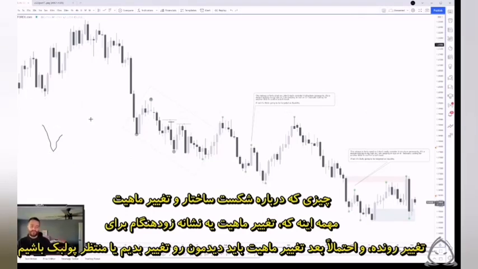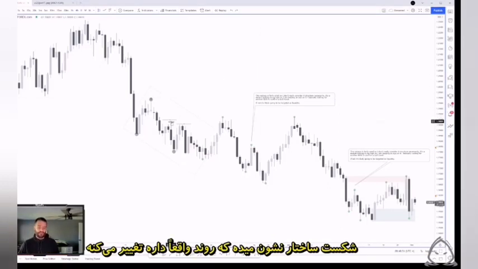And I think that's one of the most important things to understand when we're looking at breaks of structure and changes of character. They are very different things. The changes of character give us those early warning signs or early indications that the trend might be changing and that we might be able to flip our bias or look for a pullback or things like that. But a break of structure starts to give us an actual confirmation that the trend is in fact changing.